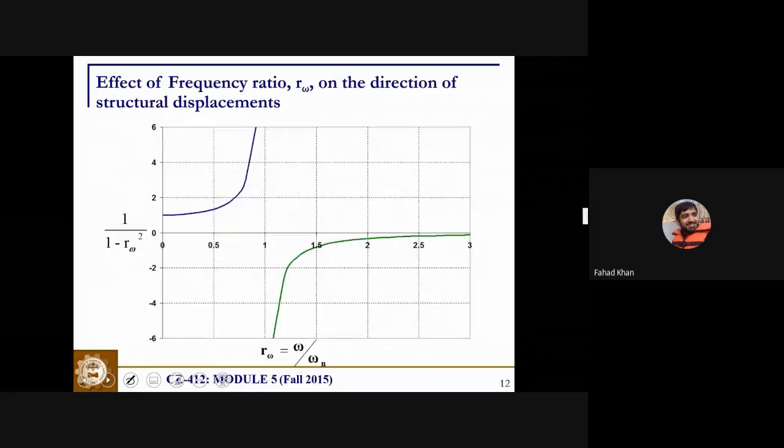So if you look at this graph here, the horizontal axis is r omega, the ratio between omega and omega n, and the vertical axis is some kind of amplification. If you look at this value here, this is equal to 1. So what does it mean? It means that when the forcing frequency r omega is equal to 0, or omega is equal to 0, then what happens?